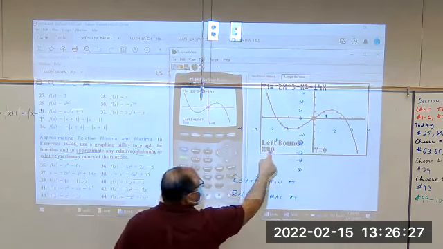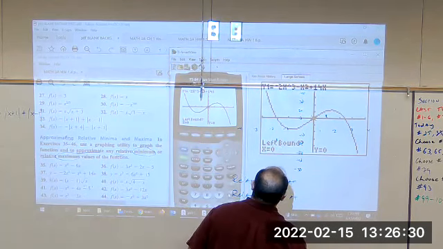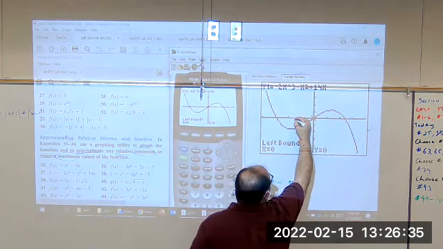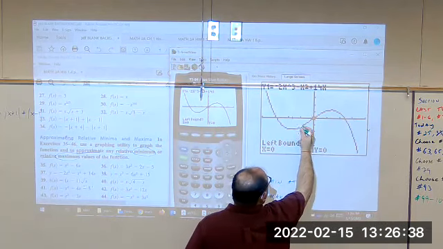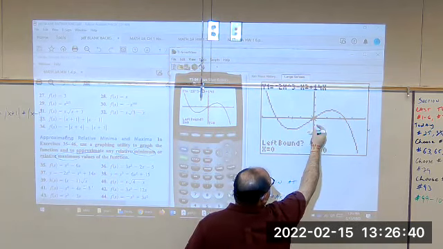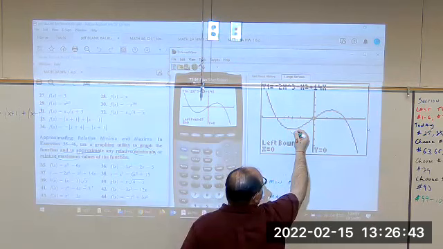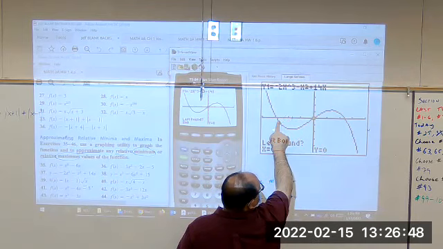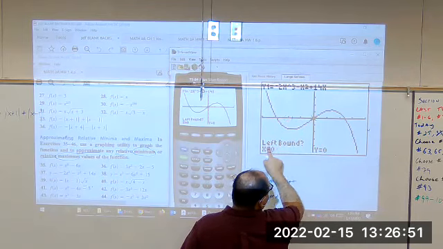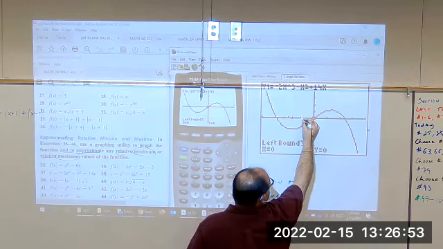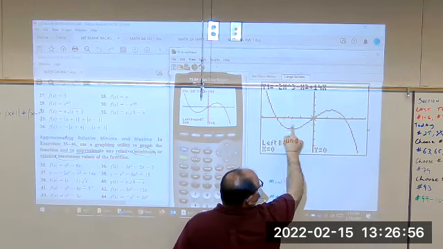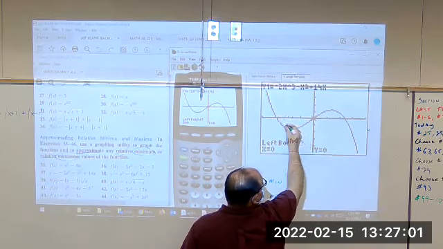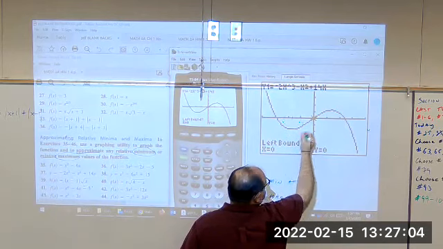So now it's asking for left bound. So left bound means I'm thinking the minimum is right about here. So I need to take the little cursor and put it on this side of where I think the minimum is, basically to the left of the -2. And then it's going to say, what's the right bound? So I need to put the cursor on the right-hand side. I need to tell it where to look for the minimum. Between this x sub 1 and that x sub 2, it's going to look for the minimum.